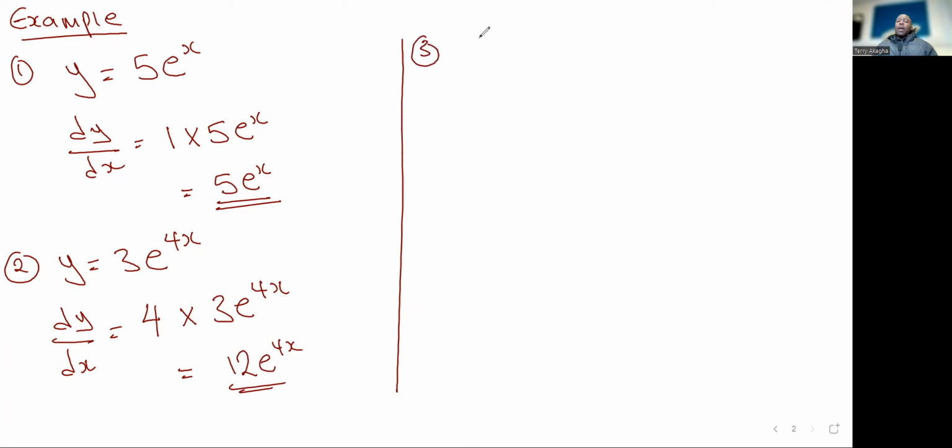Let me pick one more. So let's assume we have y is equal to 3 over 2 exponential x over 2. Okay, exponential x over 2. So let's go there. So we have dy over dx will be equal to, when you differentiate x over 2, I showed you how to do this. It's going to give you half.